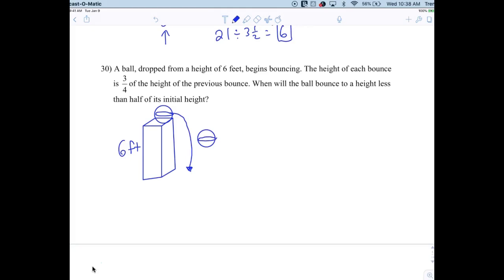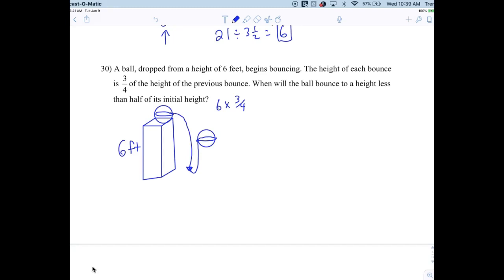Now, everybody understands that when the ball hits the ground, it's not going to go up to the same exact height, right? It's going to go 3/4 of the way up. So if it was at 6 feet, how high is it going to be when it bounces back up? How did you get 4 1/2? Everybody needs to go, it is 6 times 3/4. It's okay, guys. It's all right to make a mistake.